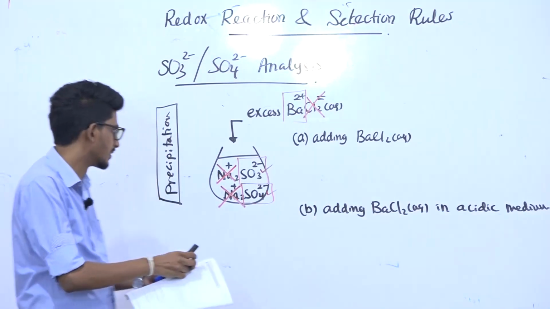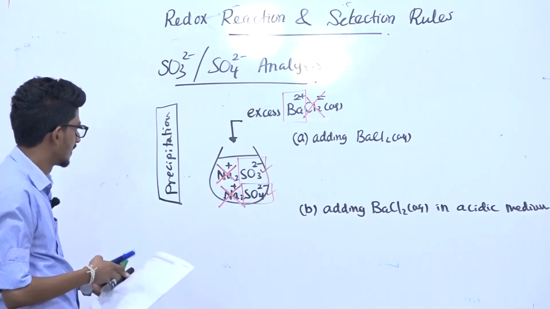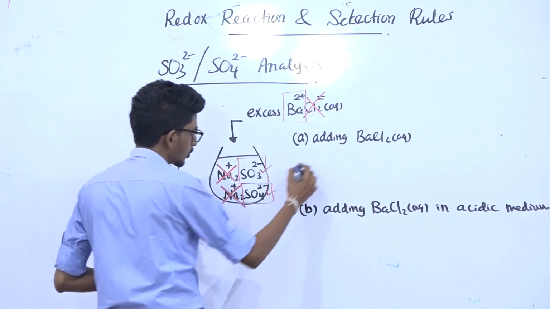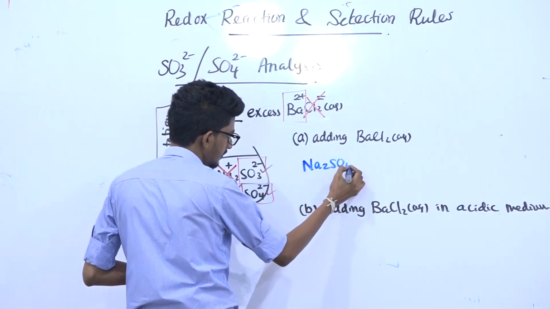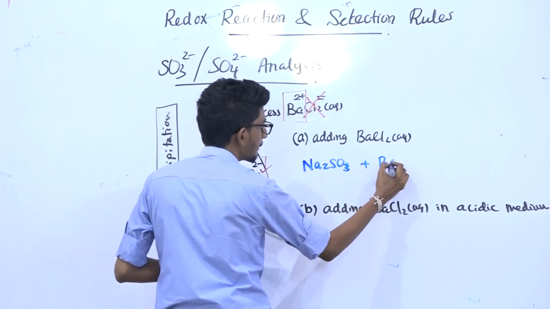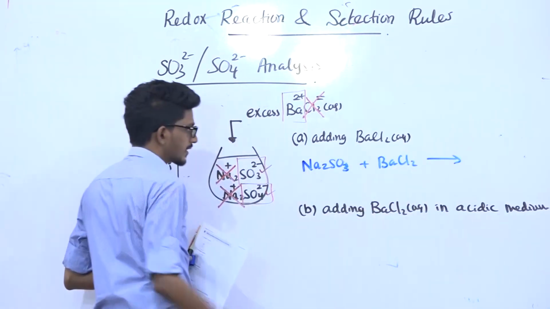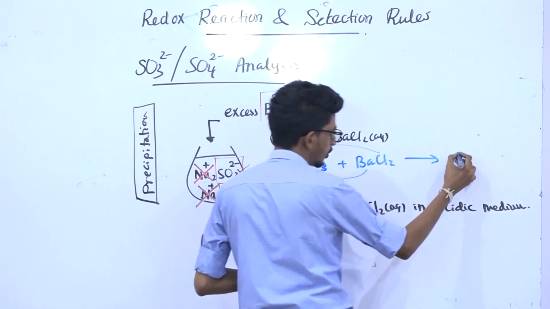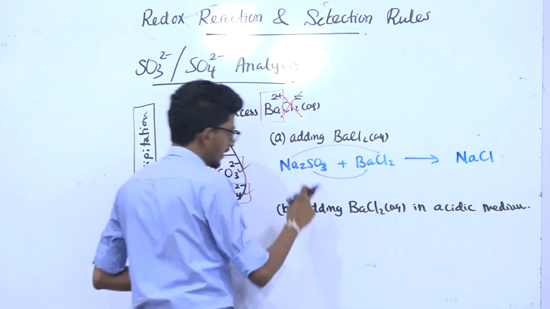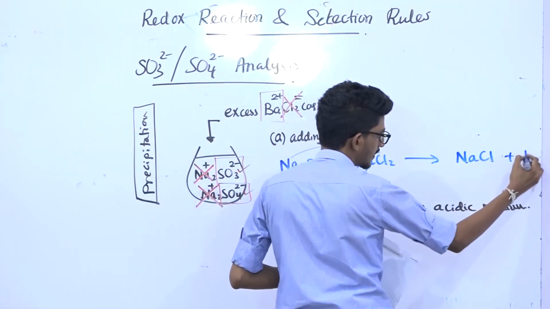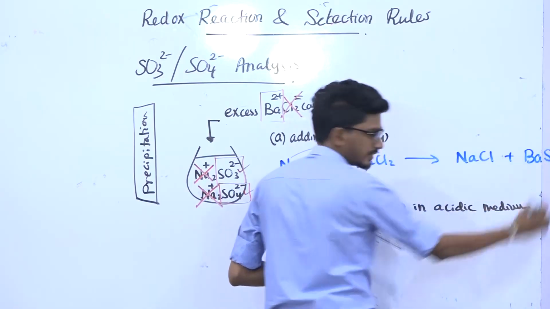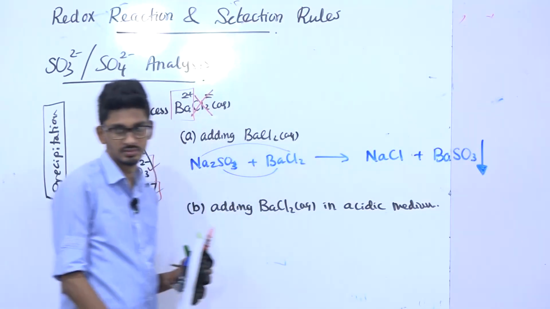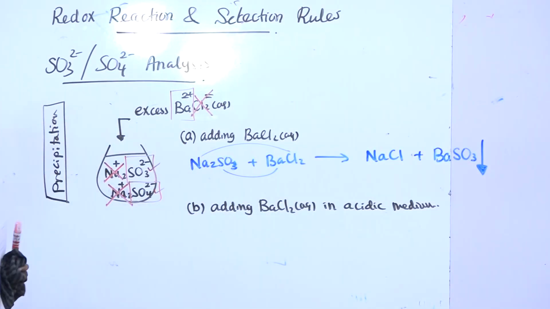So a precipitation reaction occurs with this one as well as this one. So let's write the two reactions. Sodium sulfite reacting with barium chloride. Sodium plus comes up with Cl minus, so NaCl, and SO3 2- comes up with Ba2+, that is BaSO3. So identify the precipitate by this sign. Indicate that thing.